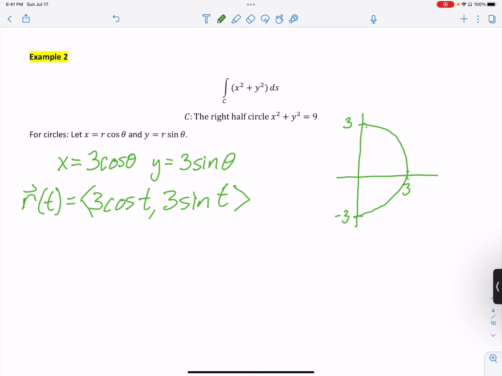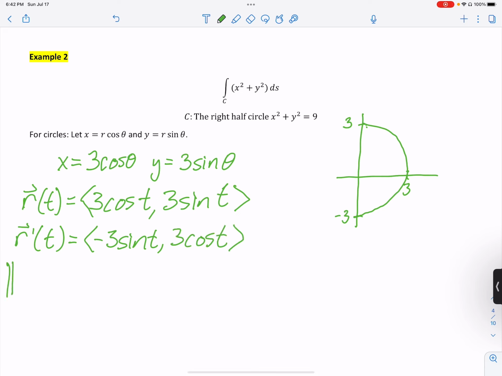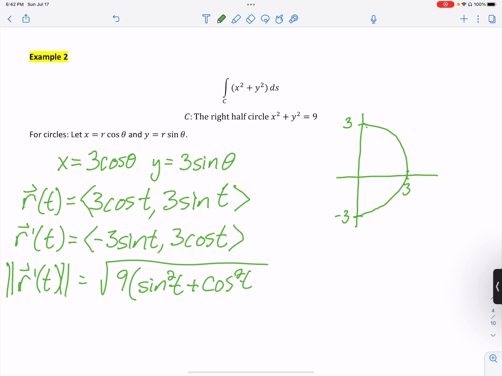So I have r. Now I just find r prime. So we get negative 3 sine t, comma 3 cosine t. And then we have to find the magnitude of that function. So we got the square root of 9 times, I'm going to go ahead and factor the 9 out because I'm going to have it in both, sine squared t plus cosine squared t. That's a 1 inside the parentheses, so this is the square root of 9, which is 3.